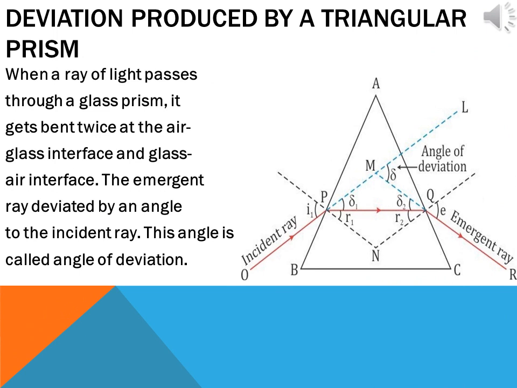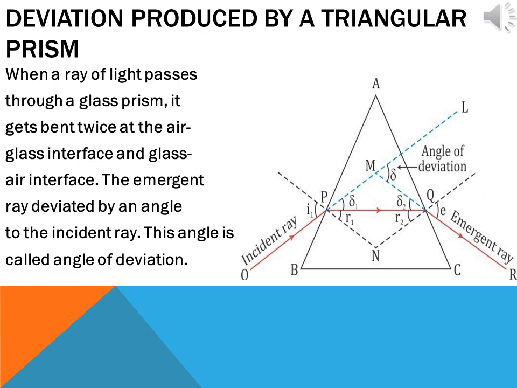Deviation produced by a triangular prism. When a light ray OP of single color enters a triangular prism ABC, it gets deviated, say by an angle delta 1, towards the base BC at the first surface AB of the prism and travels straight as PQ inside the prism. The angle of deviation delta 1 depends on the angle of incidence and the refractive index of glass with respect to air.